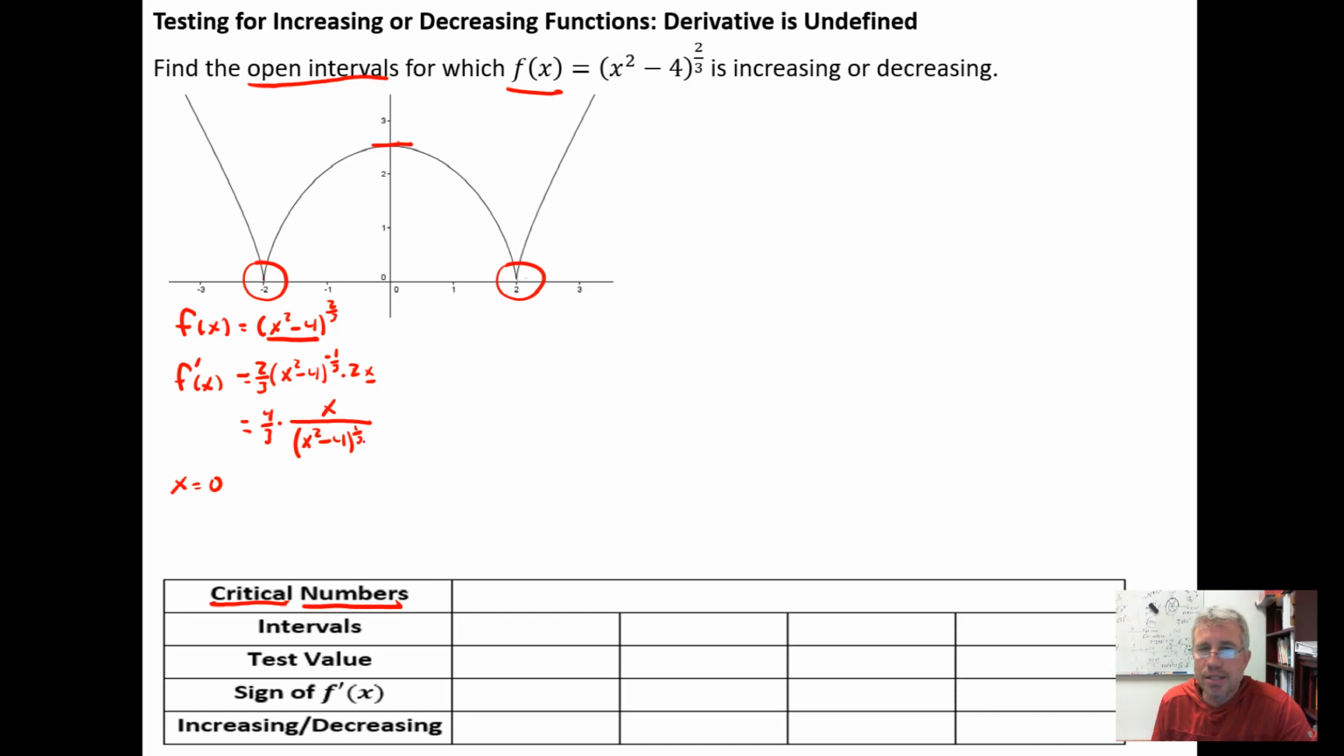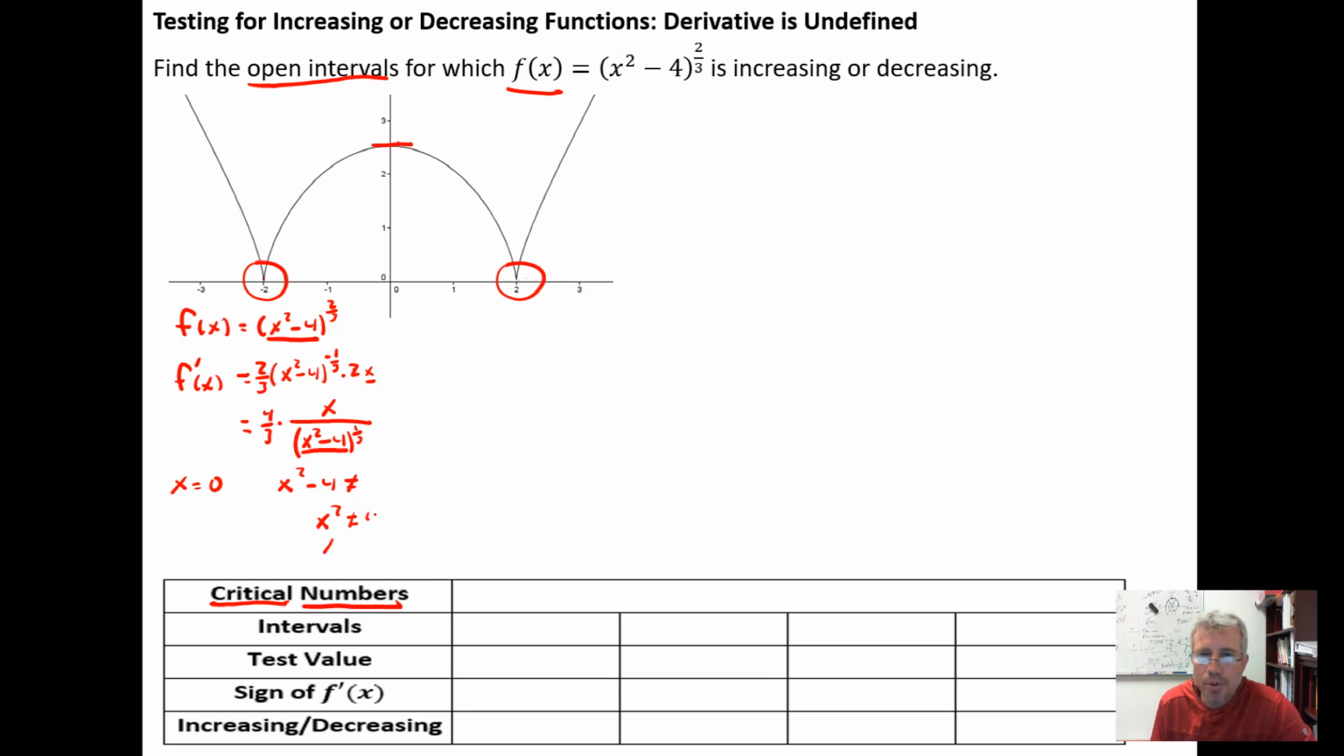But then I have to recognize I don't want division by 0. Division by 0 causes my derivative to be undefined. And the 1/3 power, the cube root of a function, is defined for any value of x. So the restriction that we have, so that we don't get a division by 0, is that x squared minus 4 in the derivative cannot be 0, or we get division by 0, because 0 to the 1/3 power would be 0, causing a division by 0 in the derivative. So now we figure out what are the values of x that cause division by 0 in the derivative.